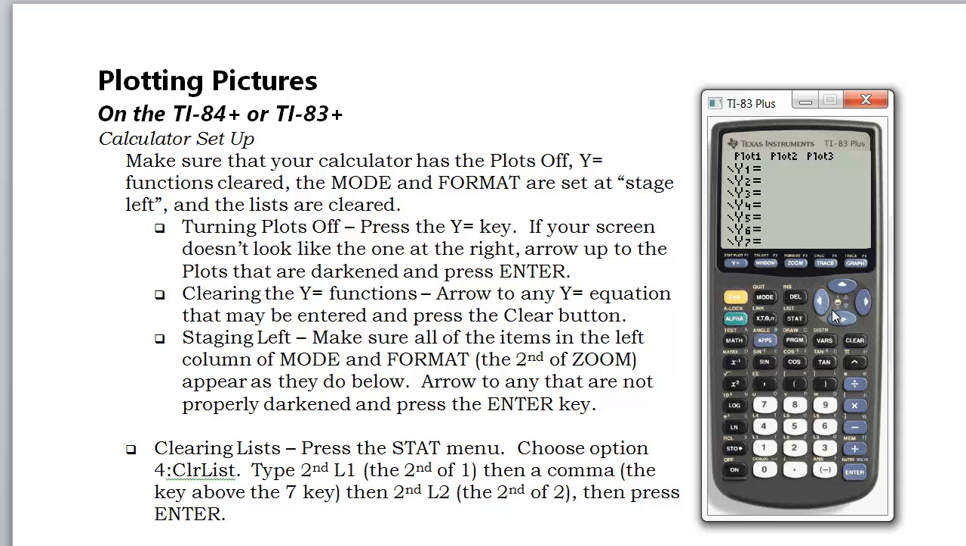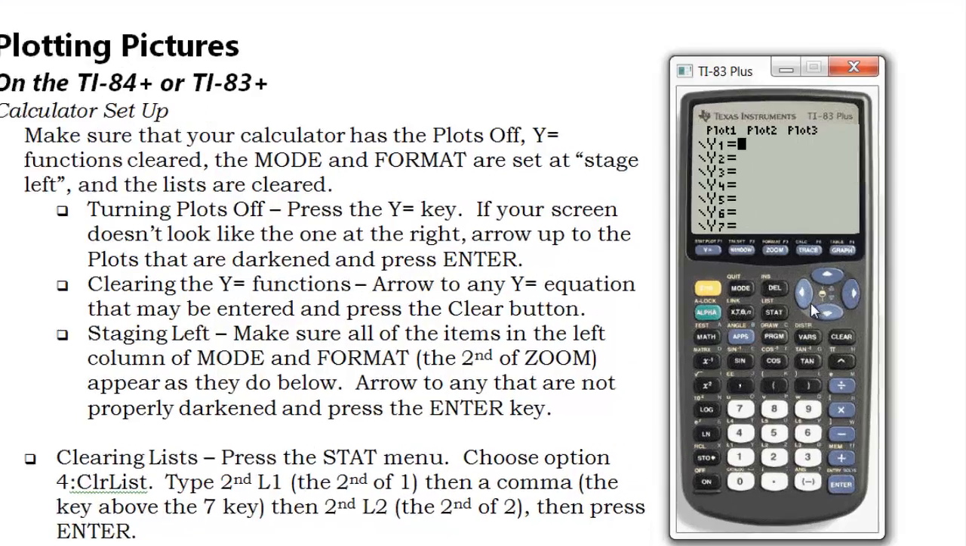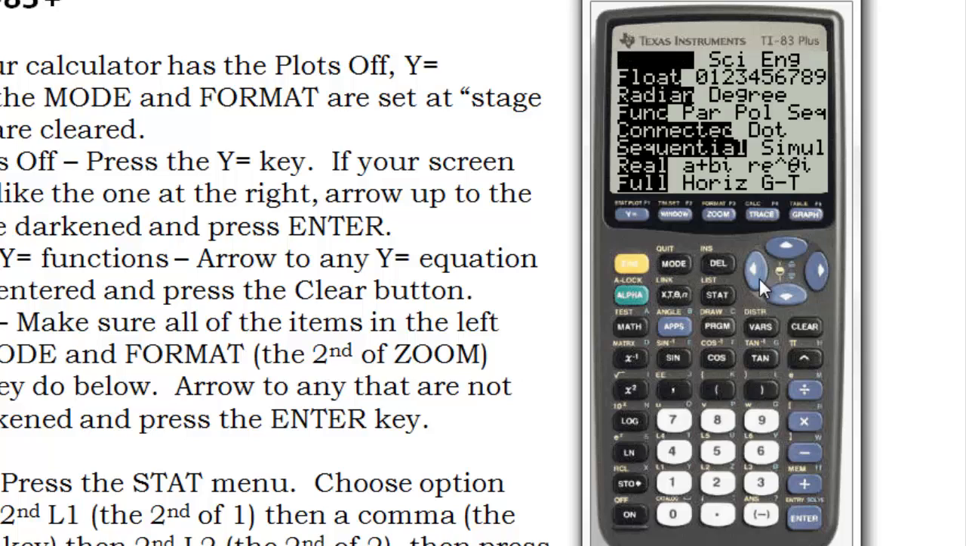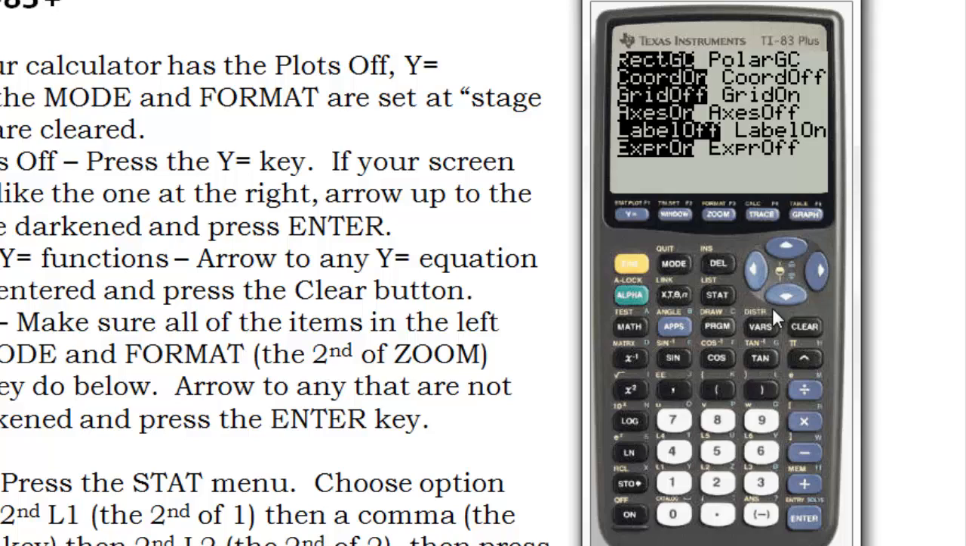Then the next thing we'll do is make all the items in the mode and the format be stage left. So mode is located right next to the second button. Click that. Make sure everything is stage left. If something is not stage left, simply arrow to the left, press enter, and that will turn them on. And then we want to go to the format menu, which is the second of zoom. And we want to make sure everything here is stage left as well.